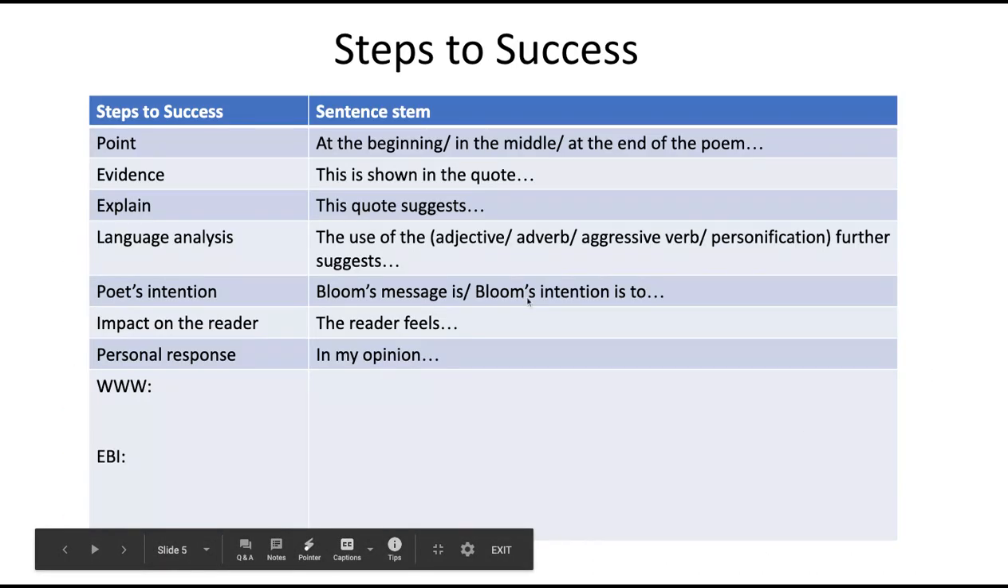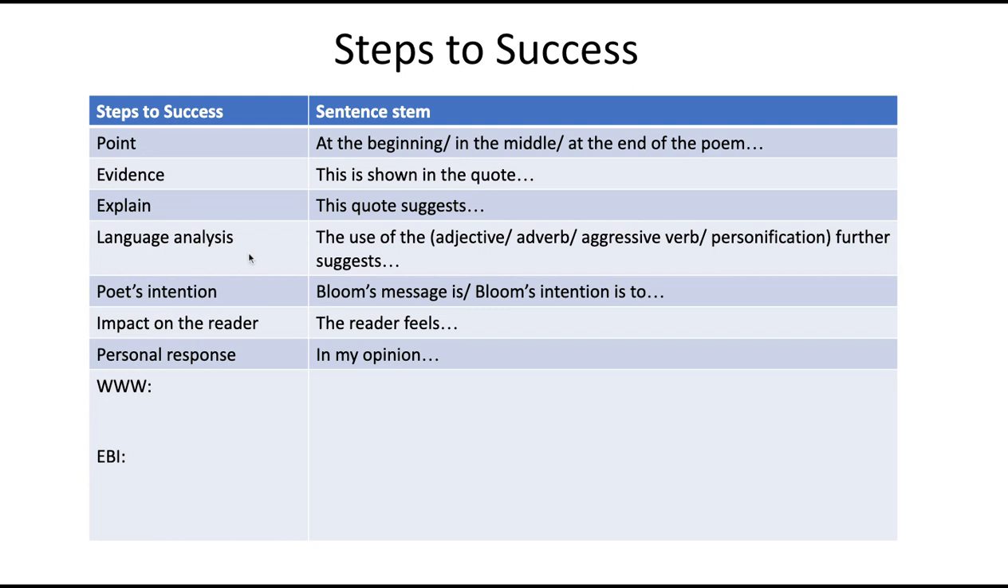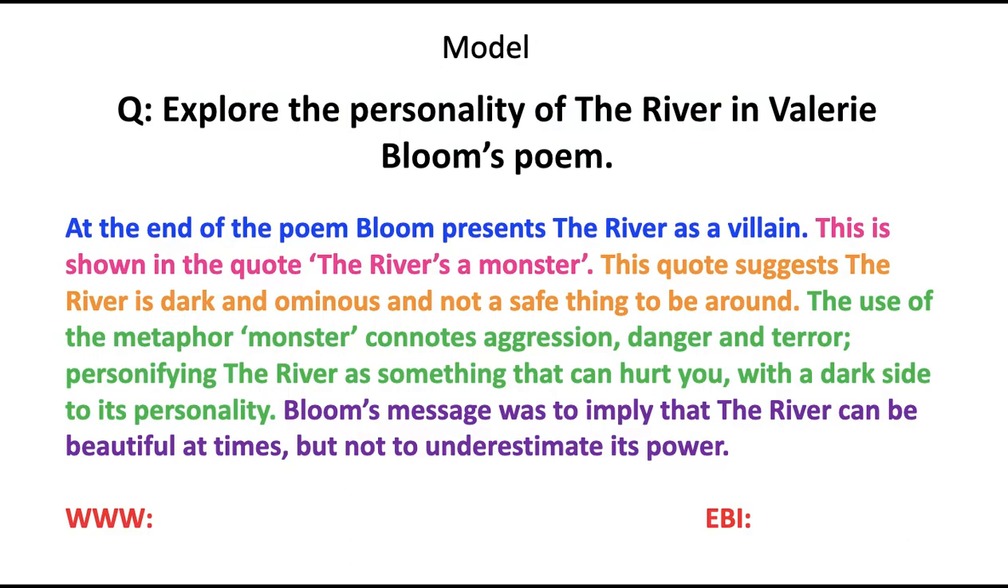So going back to the steps of success, I've got a point, some evidence, I've explained myself, I've picked out a piece of language analysis. I didn't use adjective, adverb, aggressive verb or personification that I've pointed you in the direction of, but I did say about the metaphor and what that connotes for me. I've written about Bloom's intention or message, but I didn't write about the impact on the reader, and I didn't give my opinion. So there are 2 things that I could do better in my EBI, which is absolutely fine. Next time I know that I need to be doing those 2 things in my steps of success in the next PEEE paragraph that I write.